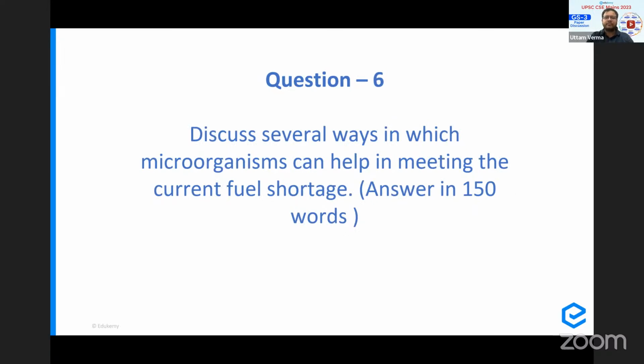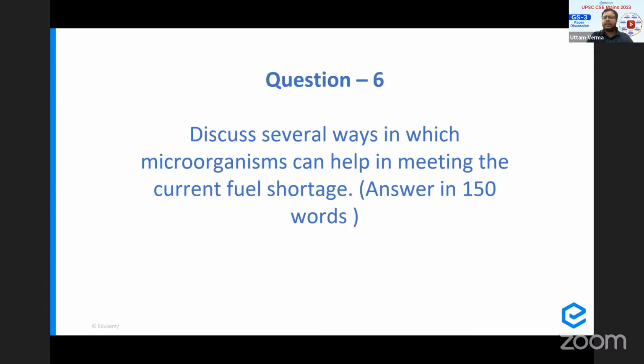So the demand of the question is, we need to know what the current fuel shortage is. For example, there is an energy crisis and fuel shortage due to war, supply chain issues which originated during COVID time, political instability, and the world moving from fossil fuels to renewables, while renewable energy has still not taken off in a major way, right? Now coming to the question, there is an increase in demand of energy by 70% till 2030. So how can microorganisms help in meeting that current fuel shortage?